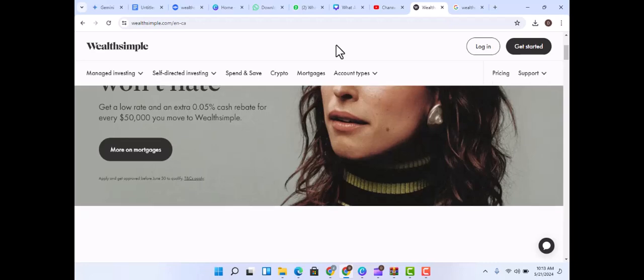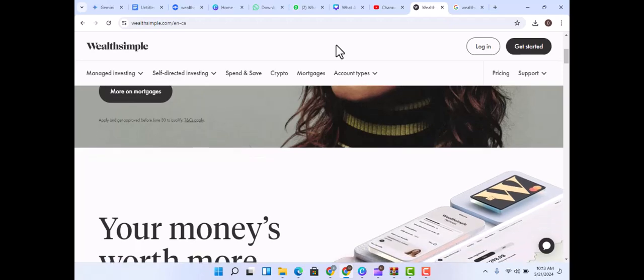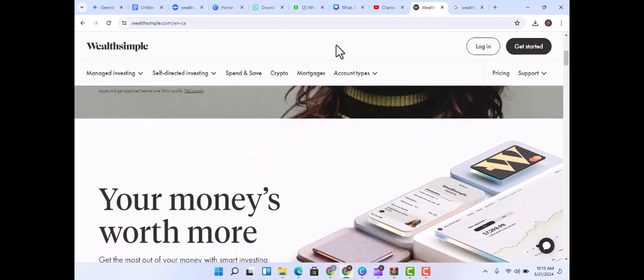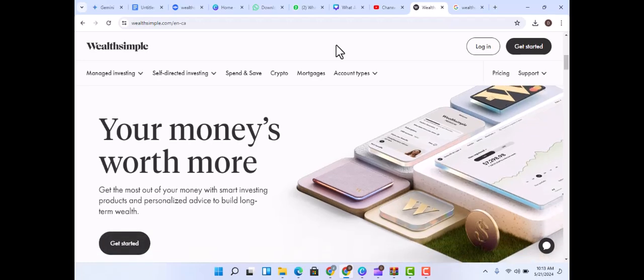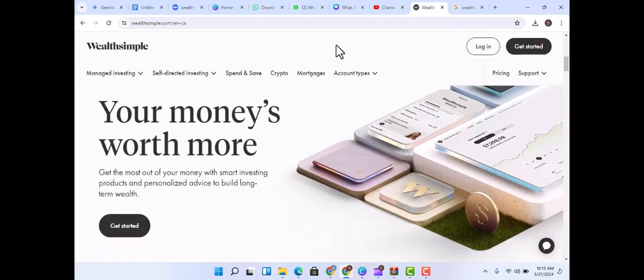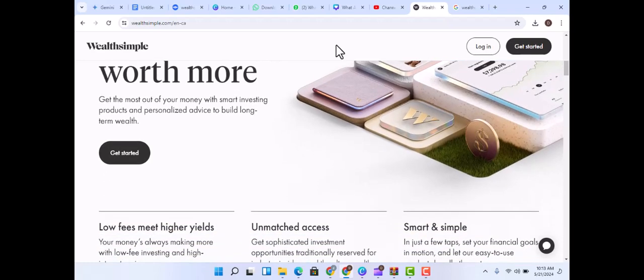First up is the management fee. This is the fee Wealthsimple charges you directly for managing your portfolio. It's a percentage of the total assets you have invested. Wealthsimple has a tiered system based on the value of your assets. For most people, it's 0.5% a year.